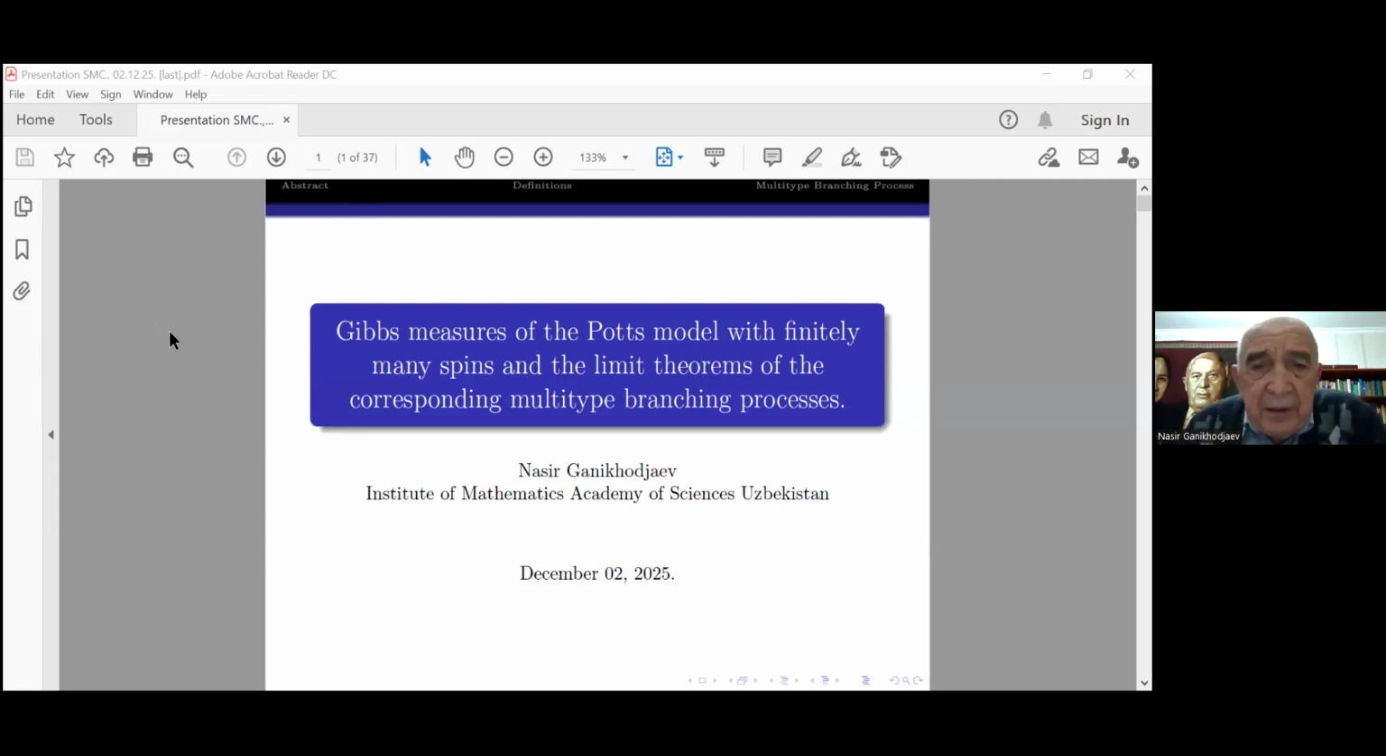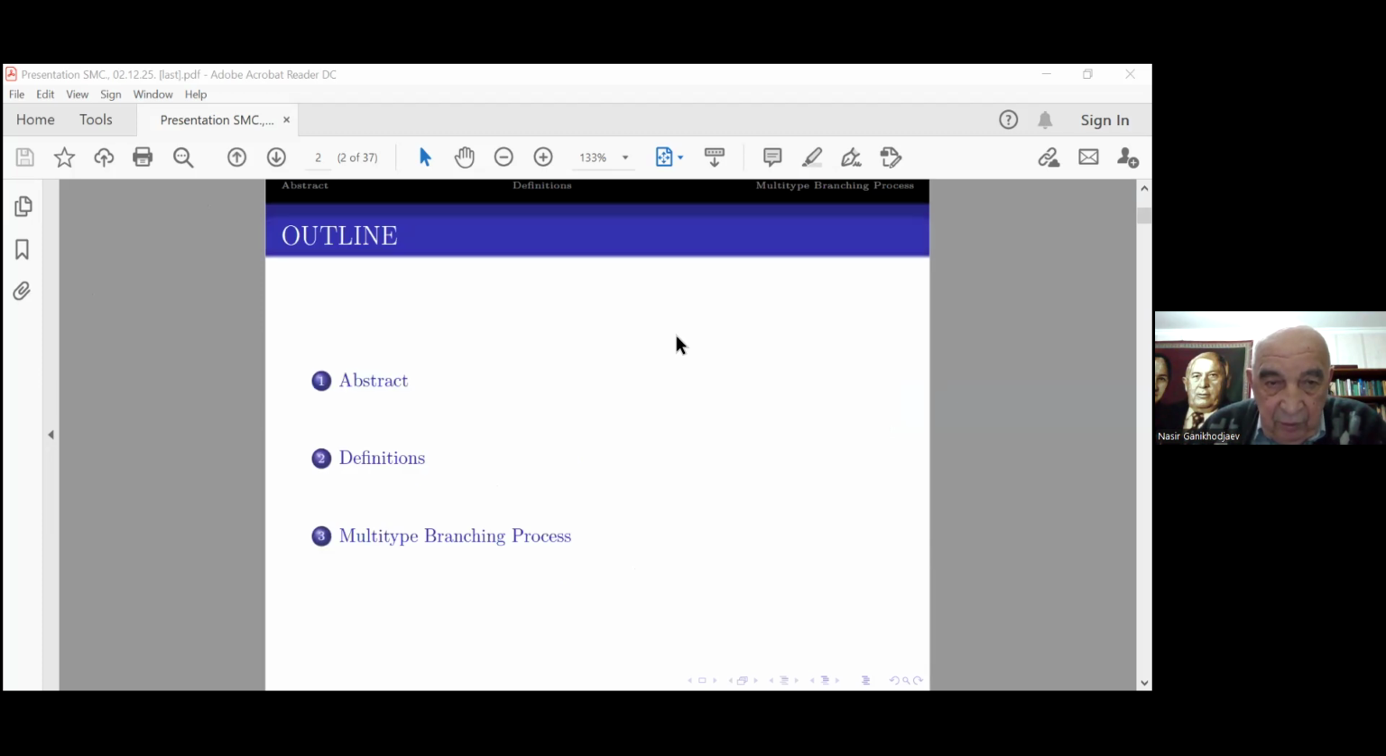In the previous session, I discussed similar results for a model with three spins and, respectively, a Cayley tree of third order. In this presentation, this result is generalized for an arbitrary finite number of spins and also for an arbitrary order of the Cayley tree. So I recall some necessary definitions.